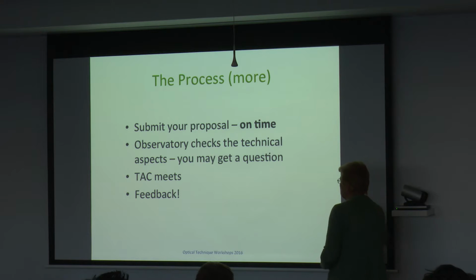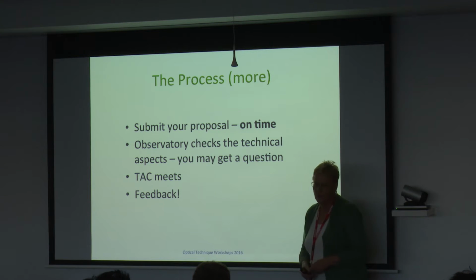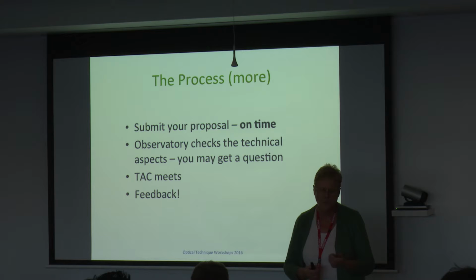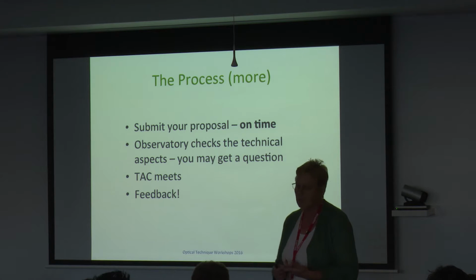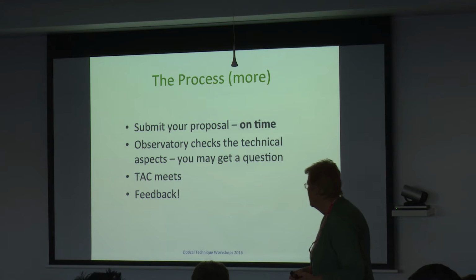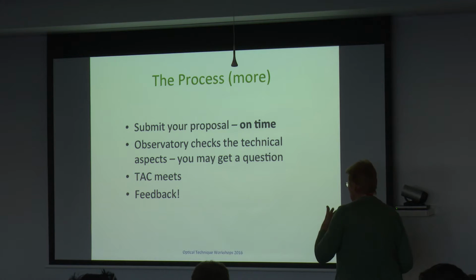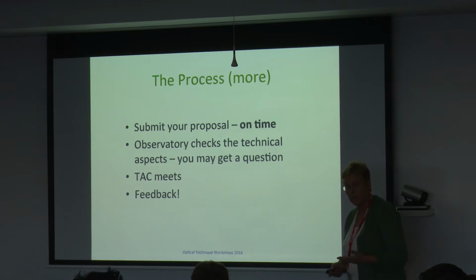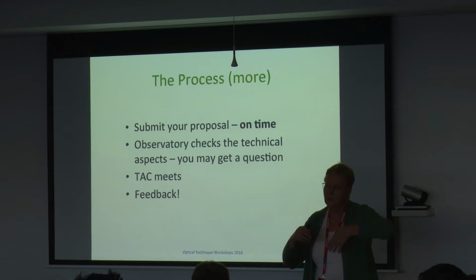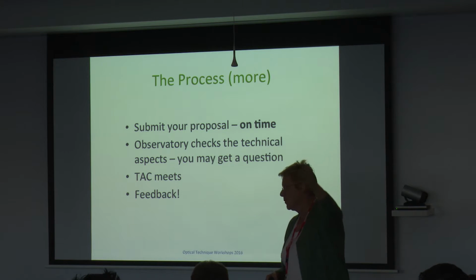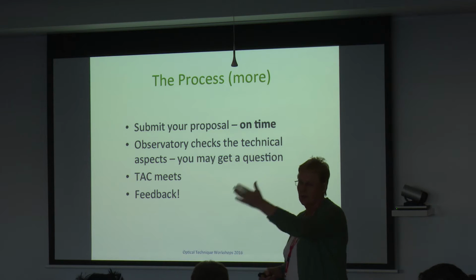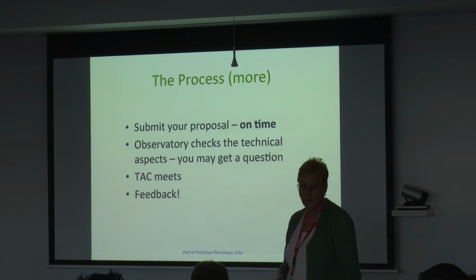Now, once you get it in, the observatory will go through and check your proposal. They'll check it for compliance. So have you read the instructions and done all the right things? They'll check the technical aspects of what you're proposing to do. You've said you want to look at an object that's this bright for this long so that you can get this signal to noise. They'll check all of that for you.